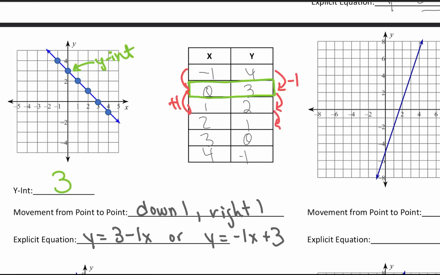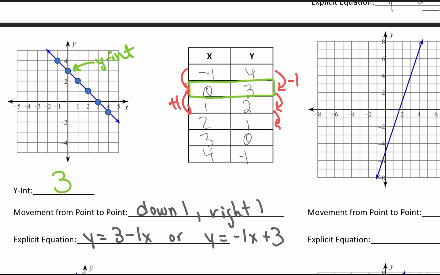Okay, so here's the table all filled out. Our first point is this one, because we go left to right, and that x value is negative 1, that y value is 4. The next point is 0, and then 3 on the y. Then we have the x value is 1 and the y value is 2. The next one, the x value is 2, the y value is 1. Then we have the y value 0, right? It's not up by anything, and then it's on 3 for the x. The next one, the x value is 4 and the y value is negative 1.